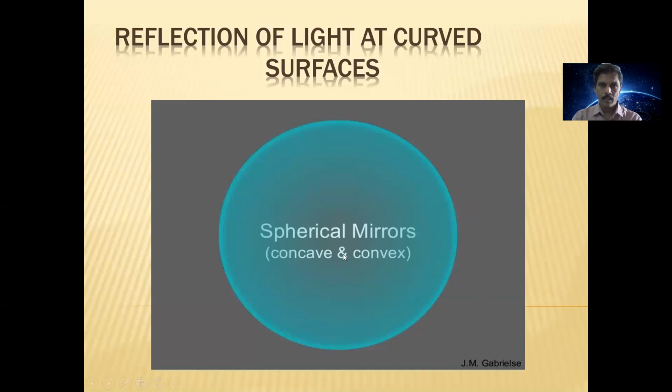Here, spherical mirrors are classified into two types: concave mirror and convex mirror. Concave and convex mirrors are constructed from a part of a sphere. How are they constructed? Let us see. Suppose this is a sphere. If you cut this sphere, then it is a curved surface.